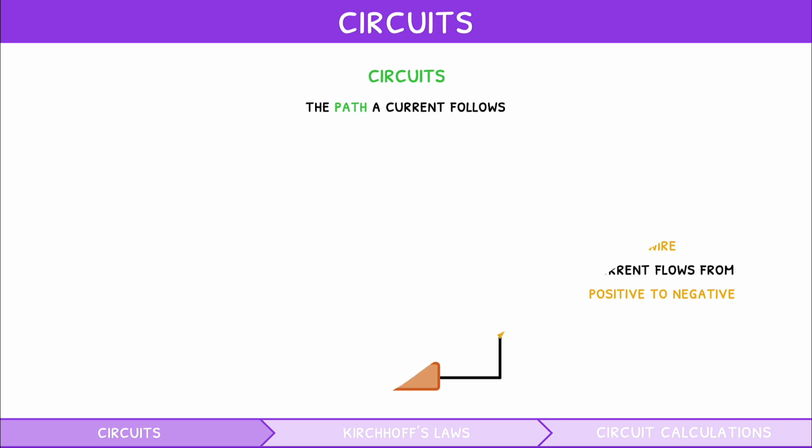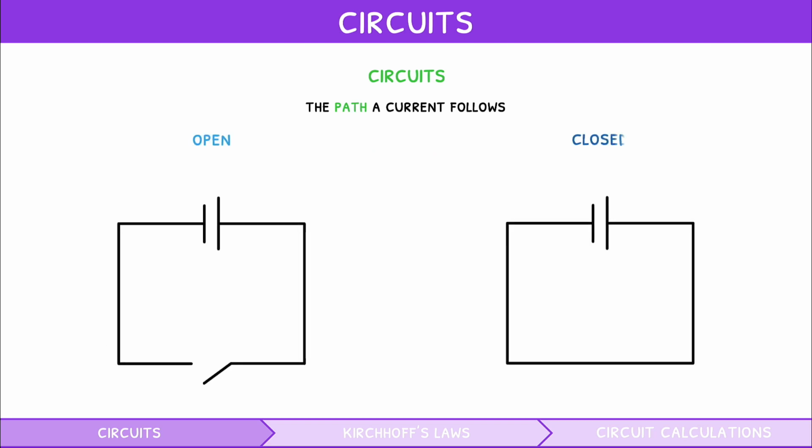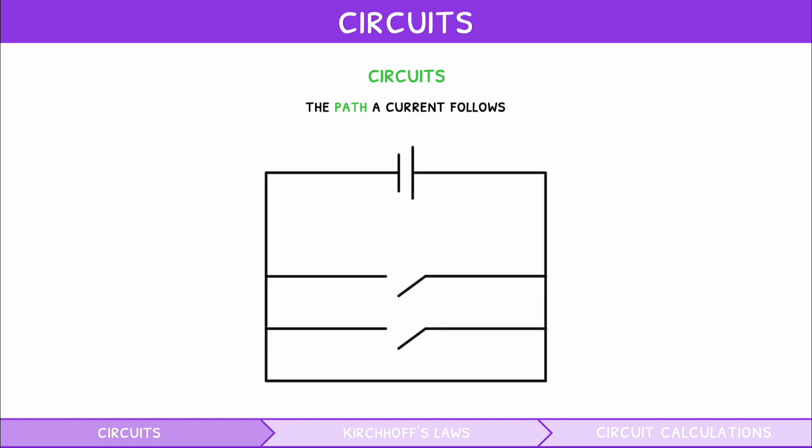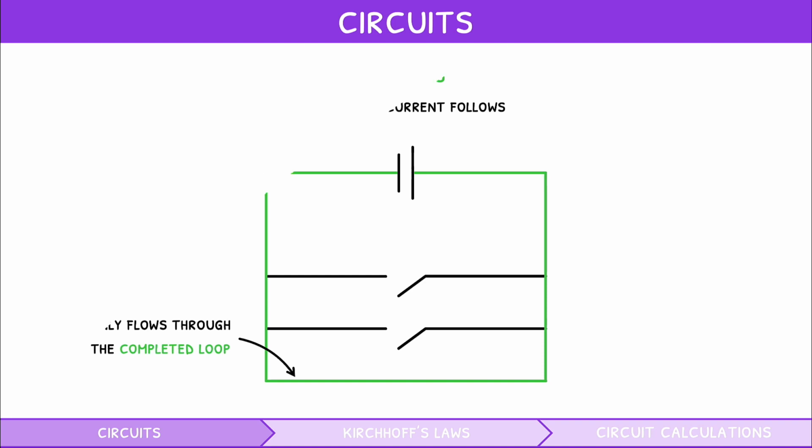There are two main states of any circuit, open and closed. These utilize a switch that breaks or completes the loop of wire. In an open circuit, the loop is broken, and thus there is no flow of current. In a closed circuit, the loop is complete, and thus current can flow. In more complex branch circuits, there might be multiple switches. Note that in these, current only flows through the completed loop. The way in which components are arranged changes the resistance of the circuit.